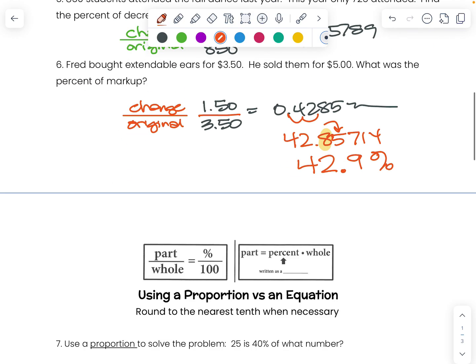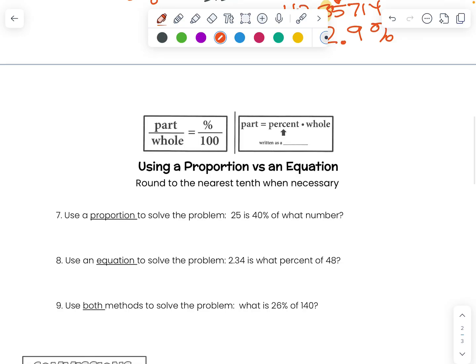Let's go to the next page. All right. Using a proportion versus an equation. A couple things you need to remember. This one's already good to go. That's the proportion way. All right, this one is the equation way. It's my favorite. Equals means is, of means multiply.